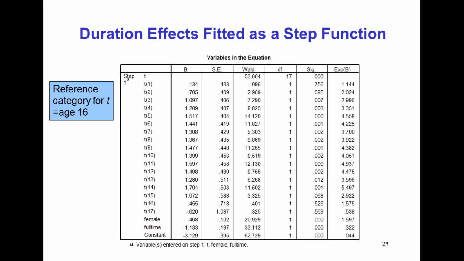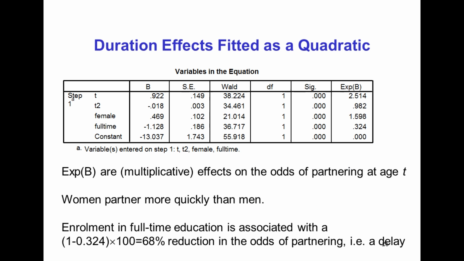But look at the standard errors, how big they are. We've got very few people left at that point to be able to really estimate this very well. But you can see it's going up and down. So maybe a simpler way of capturing this would actually be to fit a quadratic, right? So we'd have age in there and then age squared. And that's what we've done here.